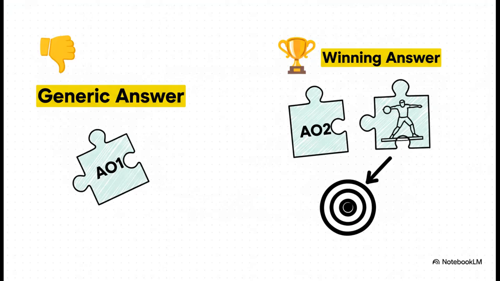Okay, look at this. It's night and day, right? The generic answer on the left: the vertical jump test measures power. I mean, yeah, it's correct, but that's it. That's a basic AO1 point.